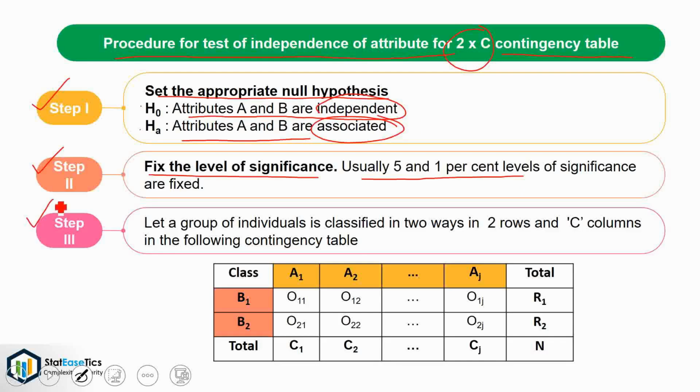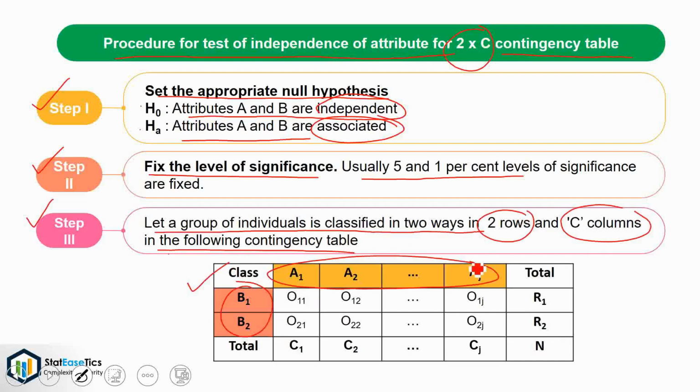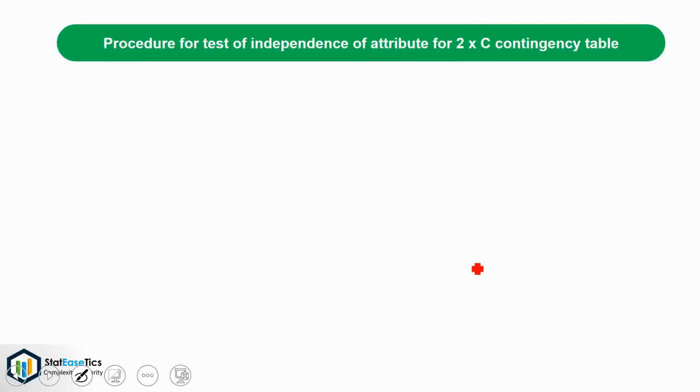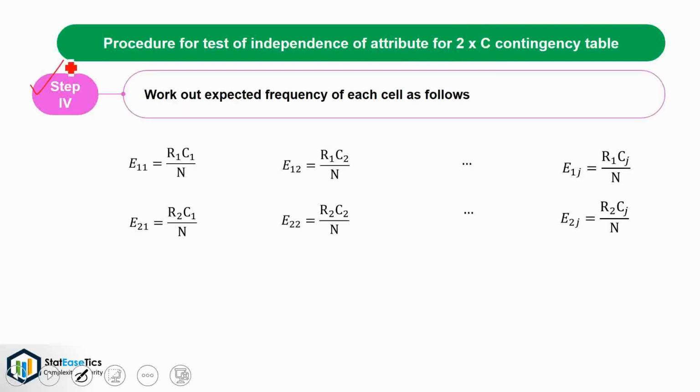Step 3 is let a group of individuals is classified in two ways in 2 rows and C columns in the following contingency table. So here there are 2 rows and C columns. Step 4 is to work out expected frequency of each cell as follows. Here E11 is equal to R1 C1 divided by capital N, E12 is equal to R1 C2 divided by capital N, and E1j is equal to R1 Cj divided by capital N, and similarly for E21, E22 and E2j.